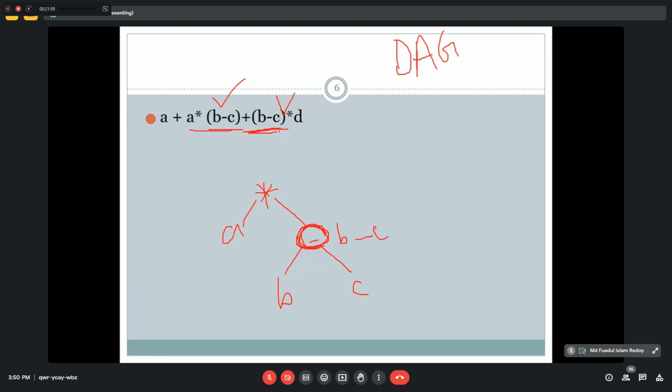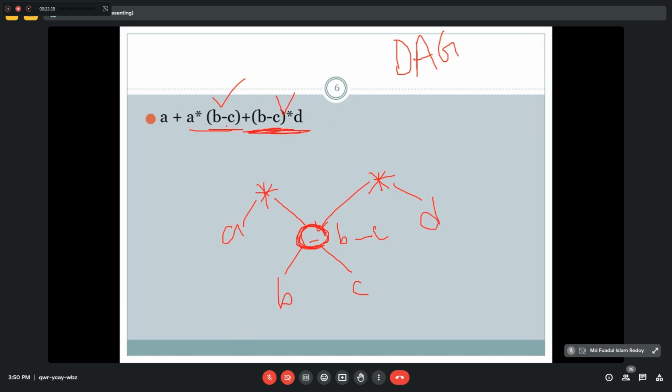Okay. So then look at this one. If you look at this one, then B minus C into D. That means B minus C is already calculated, and this node is B minus C into D. So the left child is B minus C and the right child is D. Is it? Yes, sir. Any problem till now? No, sir. Okay.